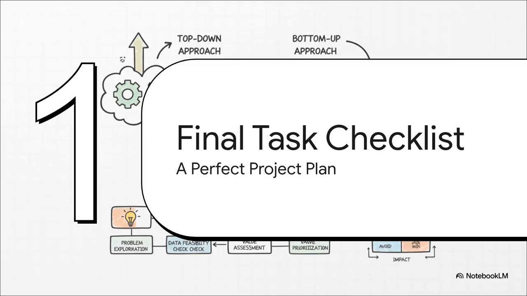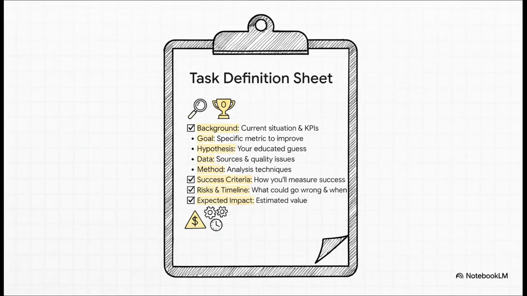All right, we're almost there. You've selected your winning project. The very last step before you write a single line of code is to build out the perfect project plan using this final checklist. Think of this sheet as your project's entire blueprint. Before you start, you have to be able to answer every single one of these questions, from the background and goal to your hypothesis about what's going on and exactly how you'll measure success. Answering these questions up front, it forces you to be clear, it gets your whole team aligned, and it prevents so much wasted effort down the road.